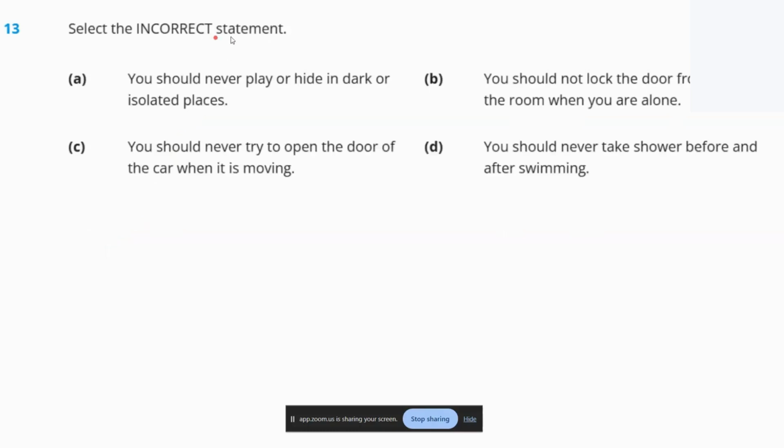Next. Select the incorrect statement. You should never play or hide in dark or isolated places. This is correct. You should not lock the door from inside when you are alone at home. This is also correct. You should never try to open the door of a car when it is moving. This is also correct. You should never take a shower before and after swimming. This is incorrect. We should always take a shower before and after swimming. So this is our incorrect statement. Option number D is the right answer.